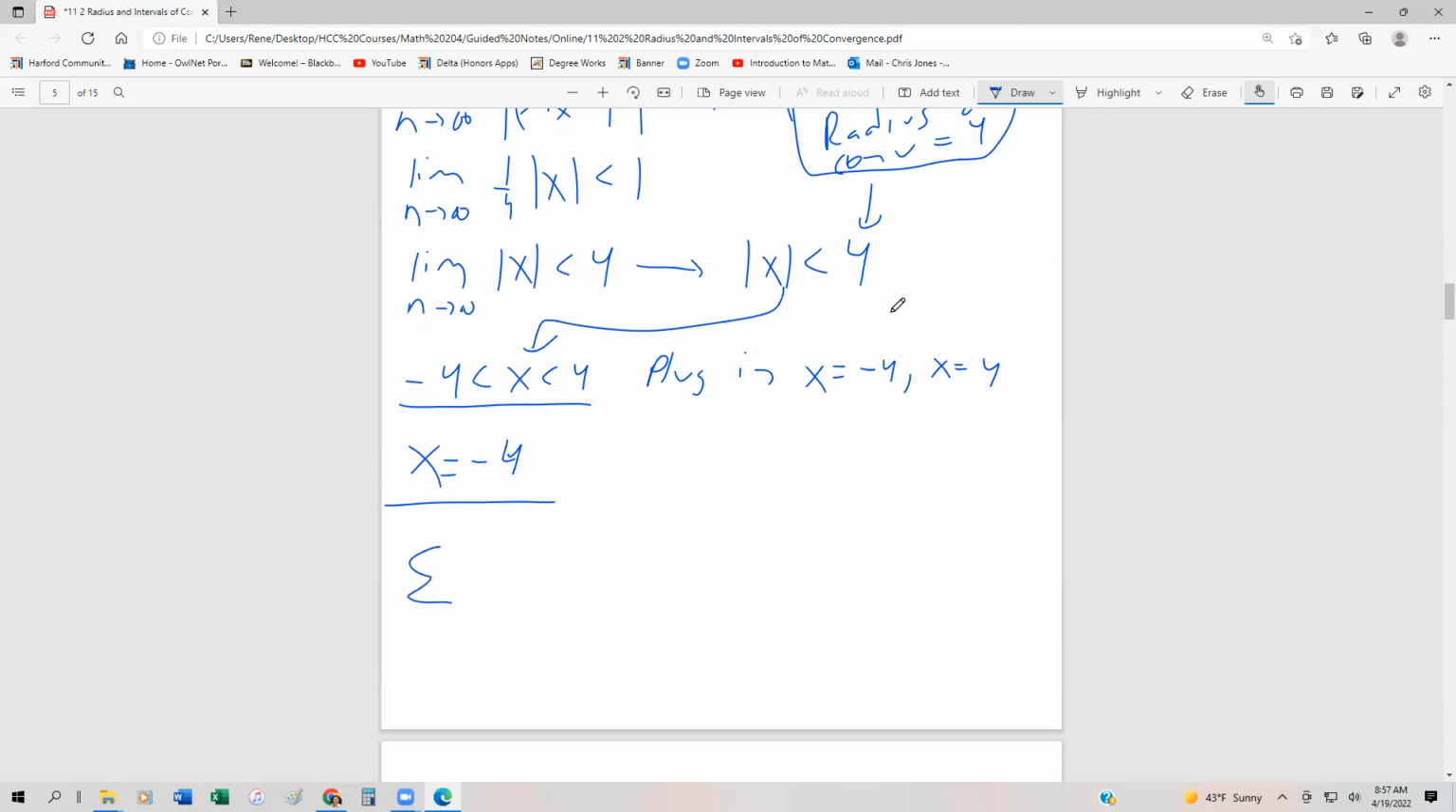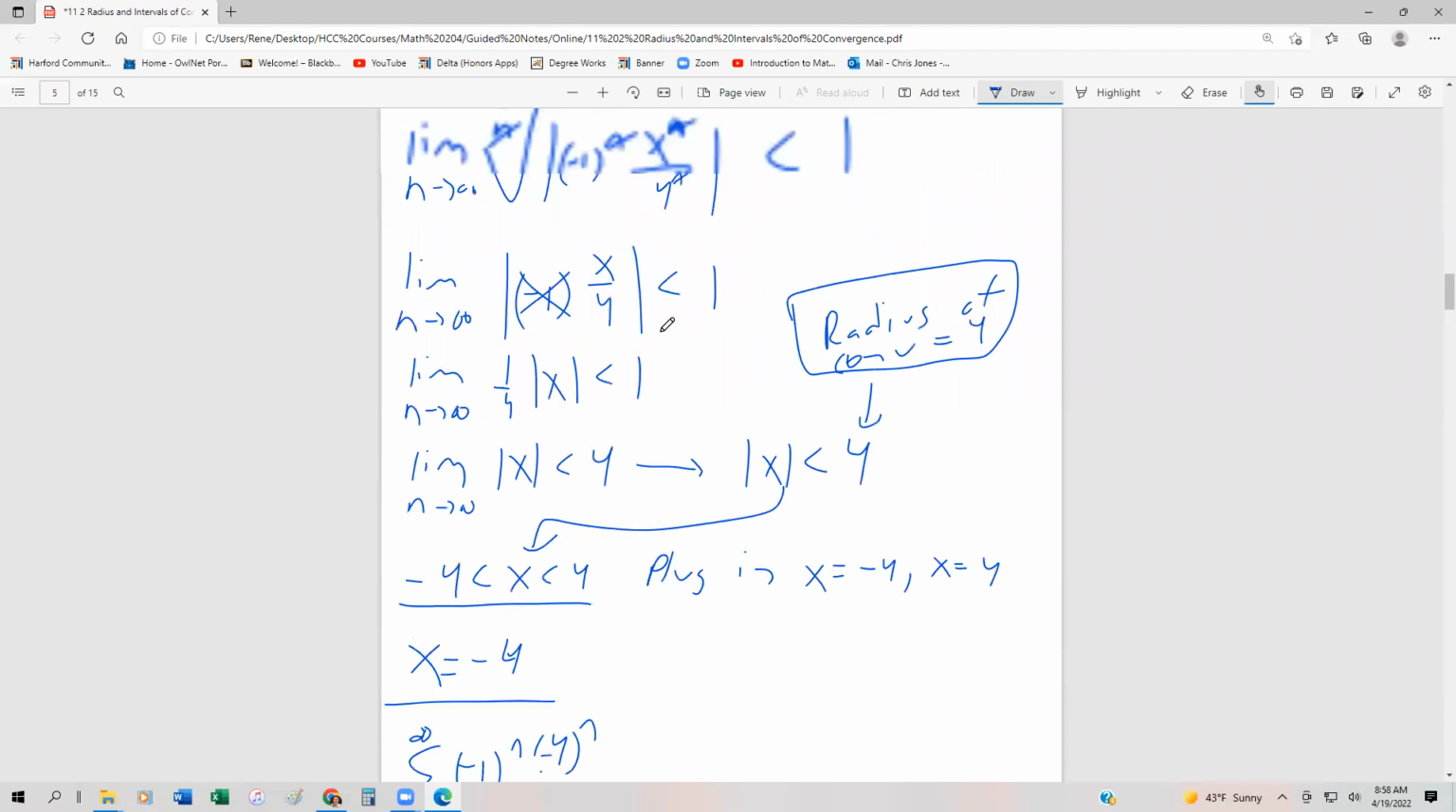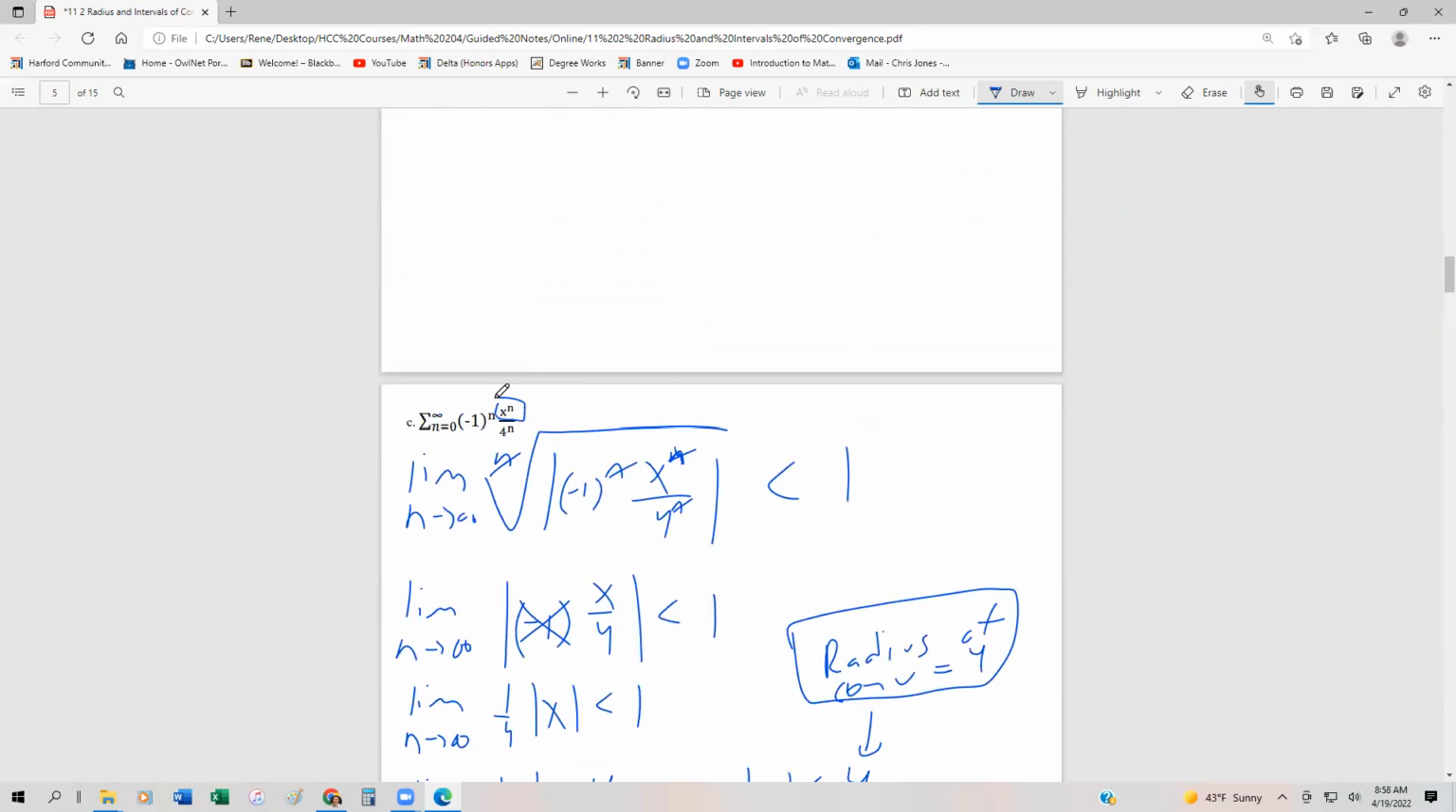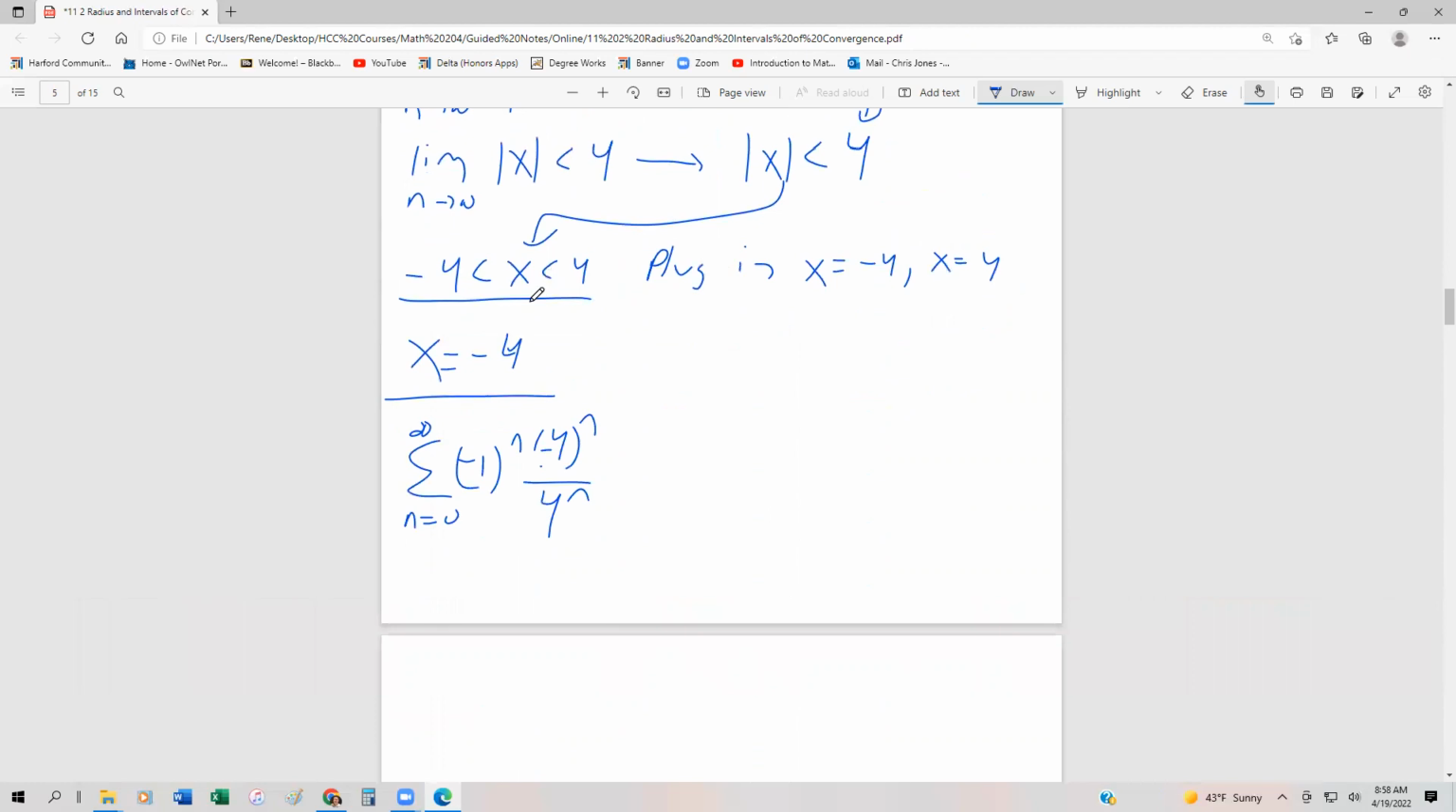we get the series n equals 0 to infinity, (-1)^n times (-4)^n divided by 4^n. Okay, so all I did here was I just substituted -4 back in for this x. All right. And then for the second series, we're going to let x be equal to +4. All right, and so that's going to give us the series n equals 0 to infinity of (-1)^n 4^n over 4^n.